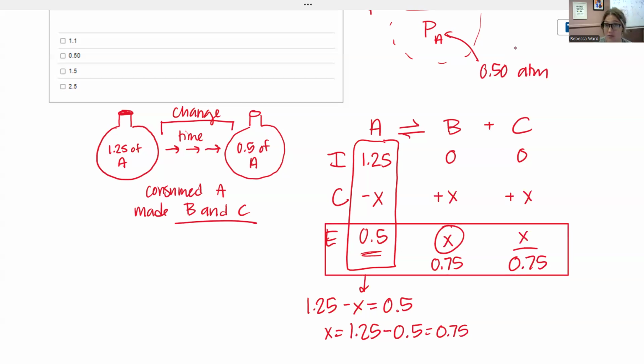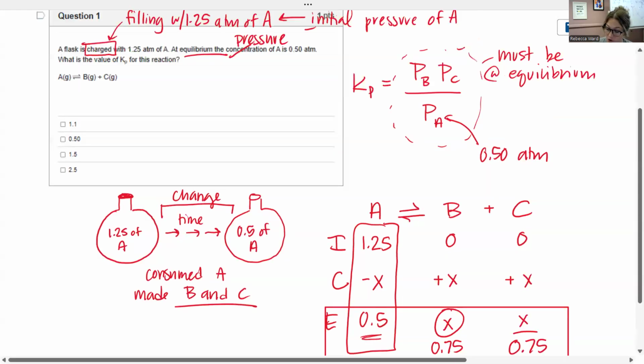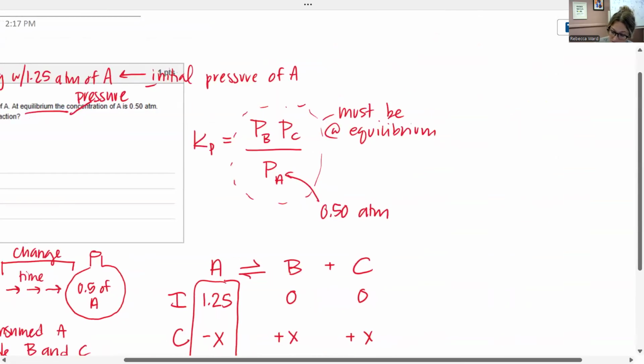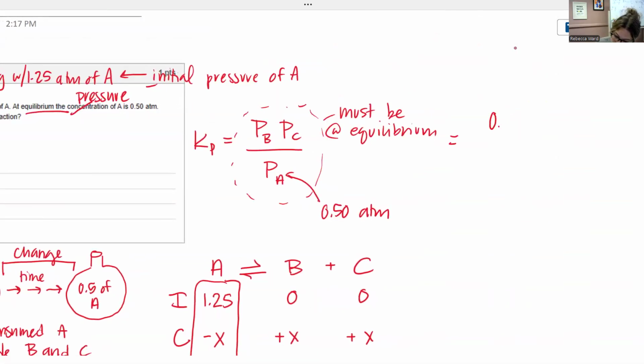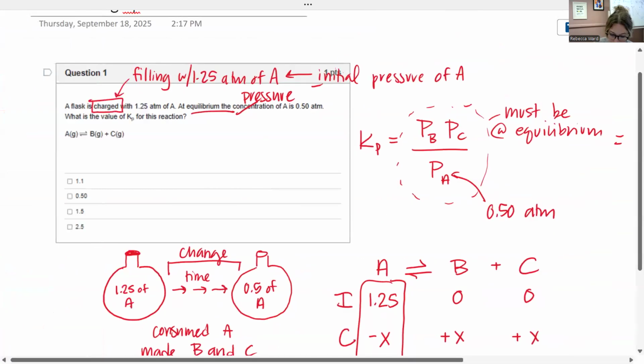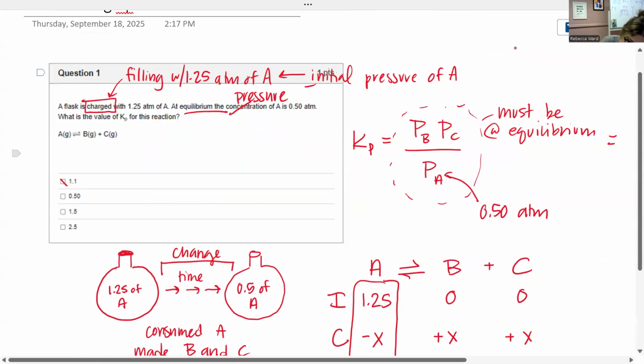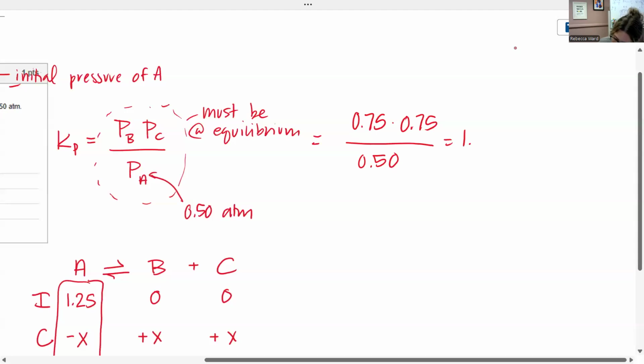I know all of the equilibrium partial pressures, so I can go back up and calculate Kp now. Kp equals 0.75 times 0.75 divided by 0.5. That is 1.125, and that's right there. So this equals 1.125, which is rounded to 1.1. And that's our answer.